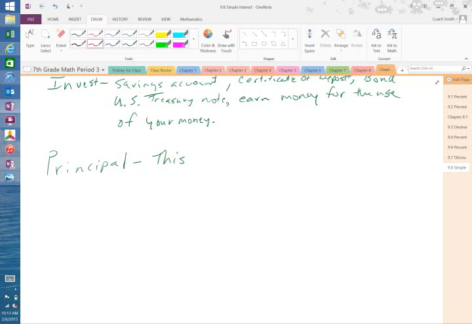Now, principal is the amount that you borrow or invest. This is the actual amount that you're getting because you're borrowing it, or you're giving it because you're investing it.